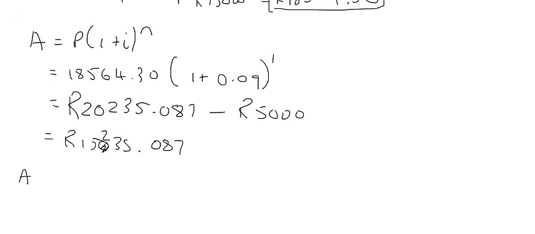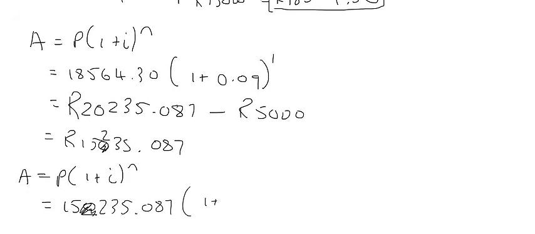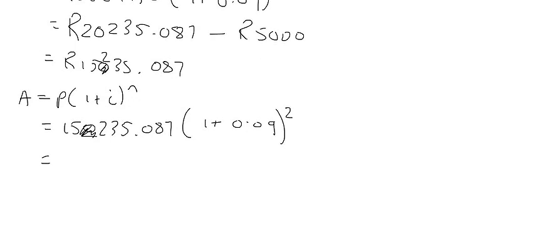So once again, we can use the formula. The starting amount will be 15,235 Rand.087. The interest rate is 0.09, and it's going to grow for 2 years. And so Jane will have a total of 18,100 Rand and 81 cents.